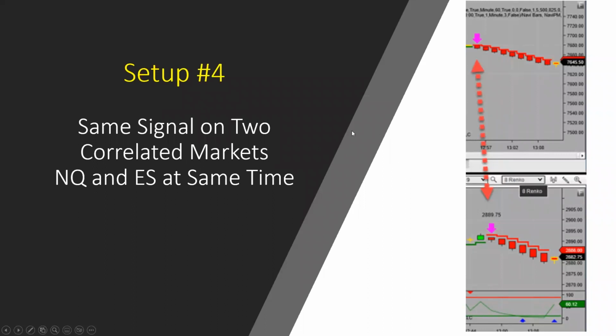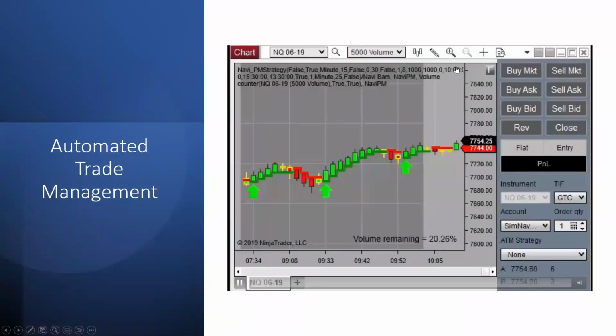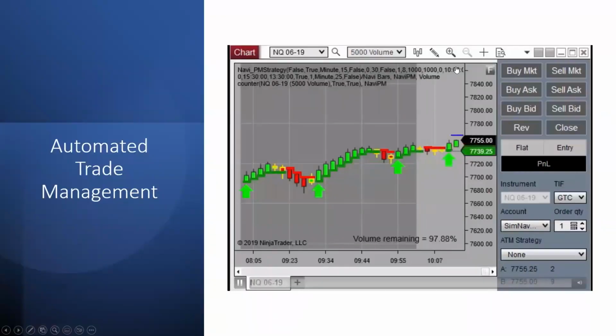All right, so setup number 4, two correlated markets. This is a very excellent setup as well. So the top chart, you can see we've got the NASDAQ, and the bottom chart, the E-mini. So here we're getting the same signal on both those charts at the same time.